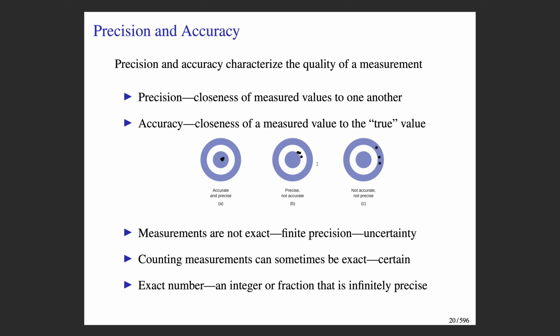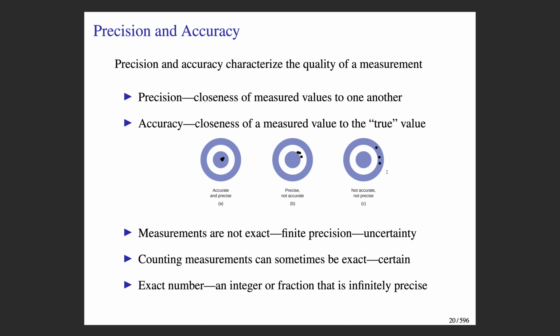In this middle panel, we see that the three measurements are pretty close to one another, so they're precise. However, we see that there's a deviation from where the person is actually located. So we would say that these measurements are precise, but not necessarily very accurate. And then in this third case, we see that there's a large spread in the measured values for the location of the person, and also the measured values are very far from the true location of the person. So these measurements are neither accurate nor precise.